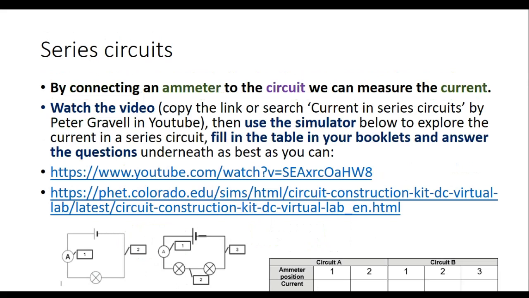So what I need you to do is to watch the video. There is the link underneath, or you can search the title, and it's the video by Peter Gravel on YouTube. And then, as an additional resource, use the simulator, the link is down below, to explore current in a series circuit. In the simulator you can pick the components that you use. So you can change your circuit and change the components to whatever you want to use. You can have as many bulbs, as many batteries, the wires, the ammeters. It's got it all there for you to use.